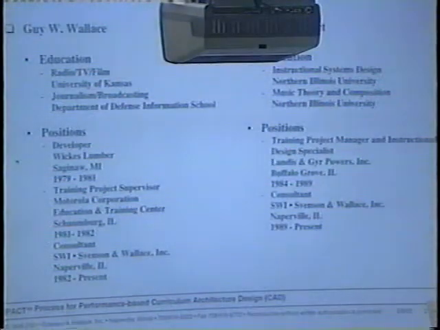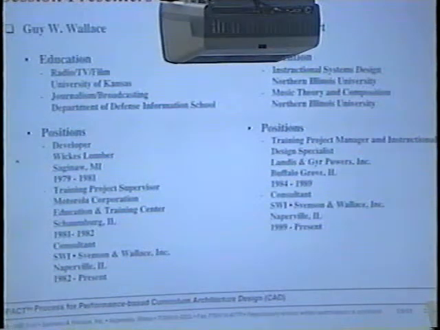I worked at Wicks Lumber in Saginaw, Michigan for a couple years as a program developer. I'd worked in the field when I was a college student working part-time for them. From there I went to what's now known as Methodolo University. That's where I met Ray Svensson. He was doing strategic planning for what was then MTech.